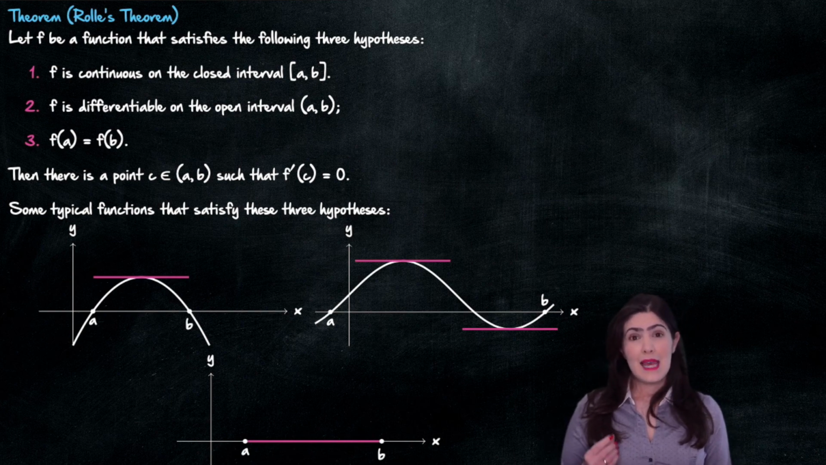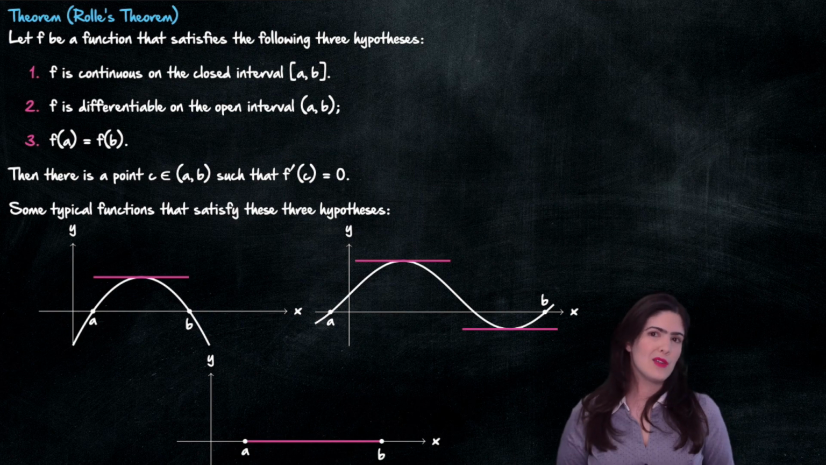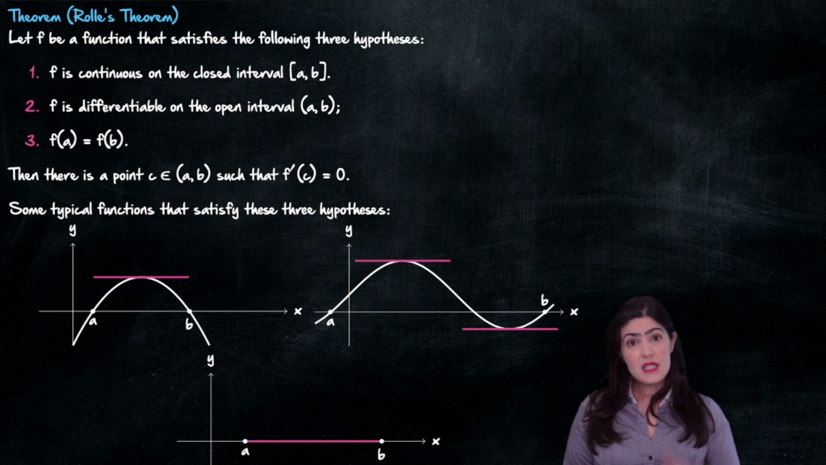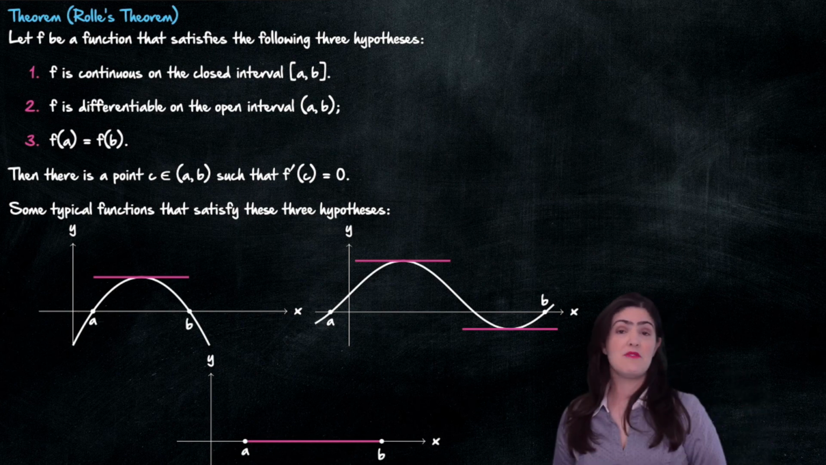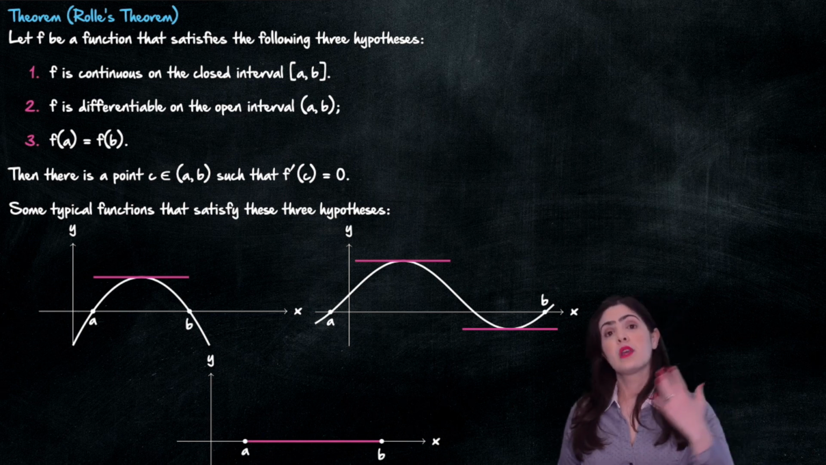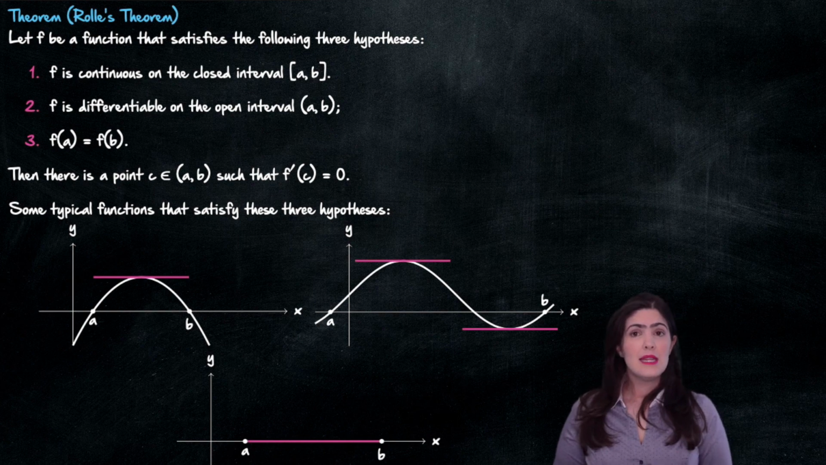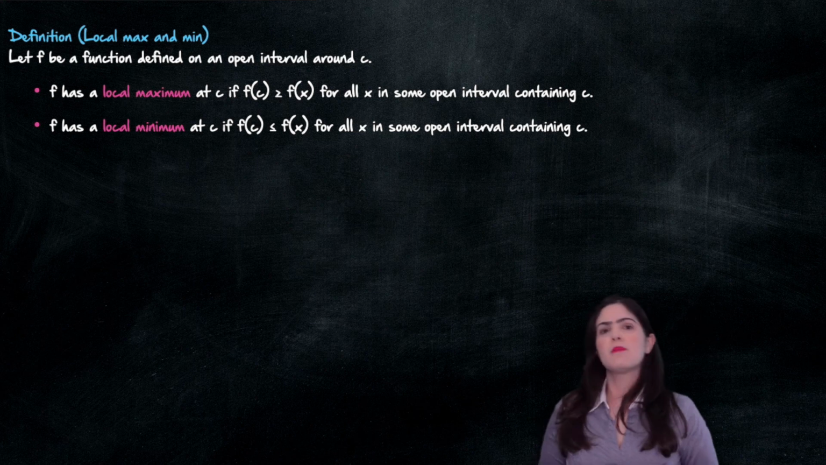As I said before, to prove Rolle's theorem, we're going to combine the extreme value theorem and the local extreme value theorem, because what we're going to do is show that under these conditions, our function has a maximum or minimum, and for some of those points, we can actually say that my derivative has to be 0 using the local extreme value theorem. So let's get started. Before we do that, let's remember some definitions.